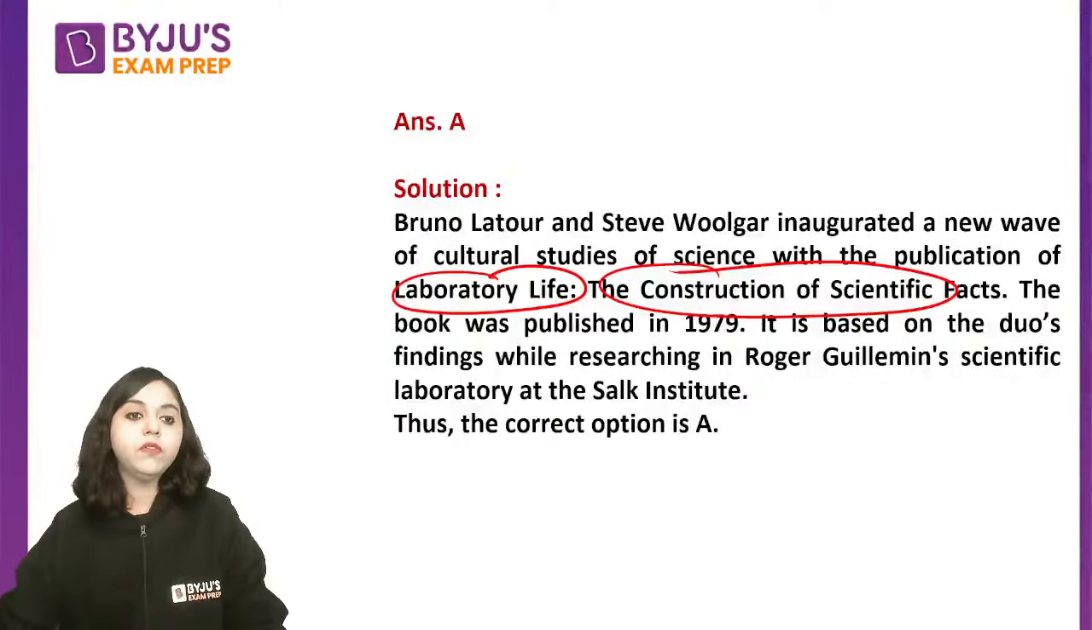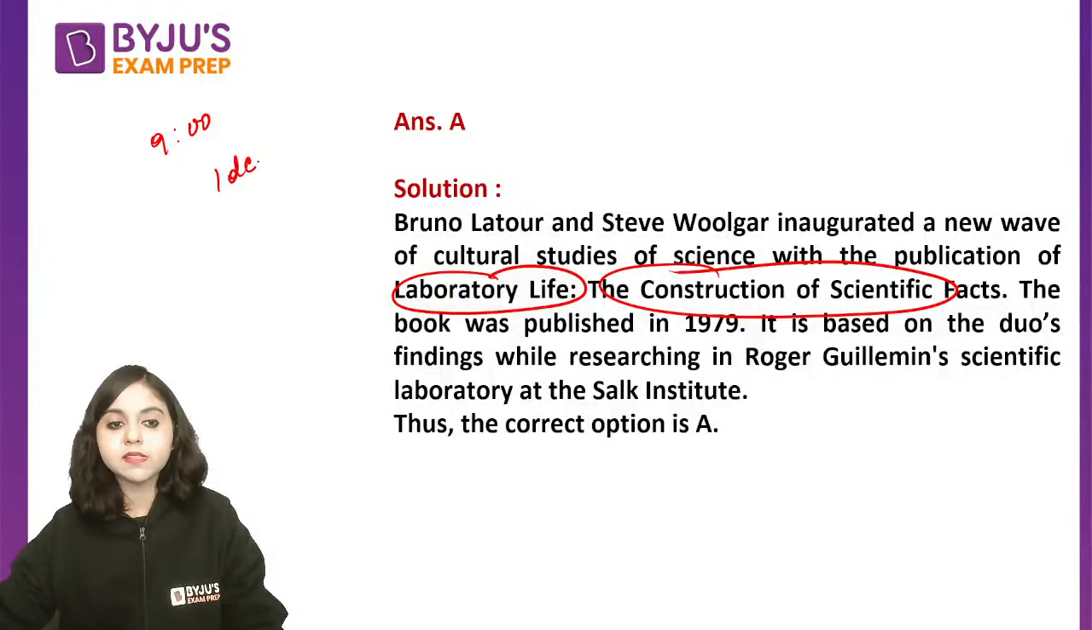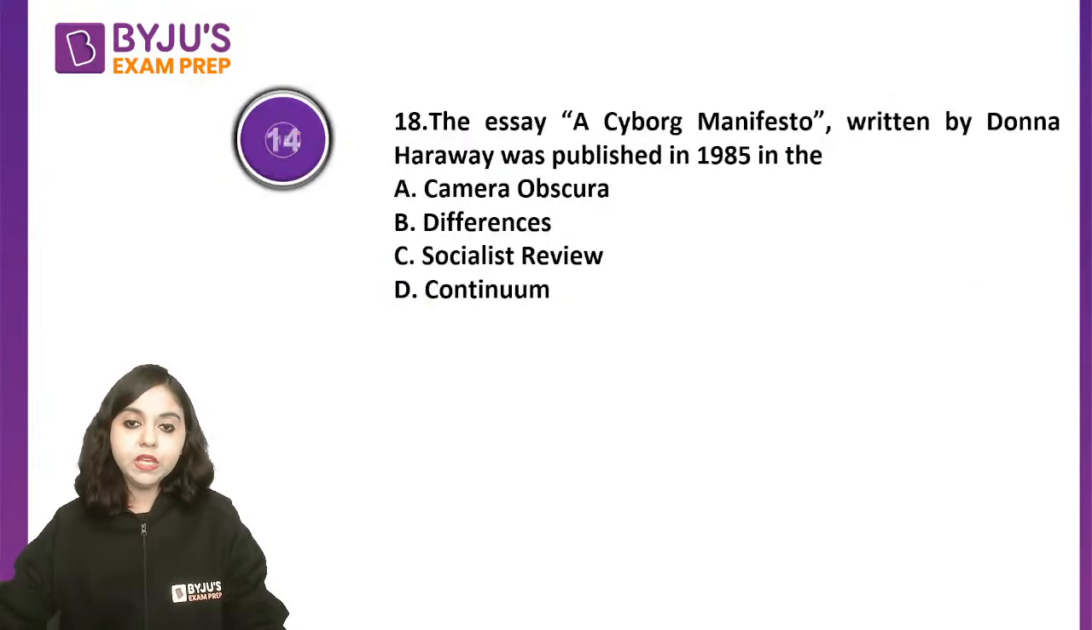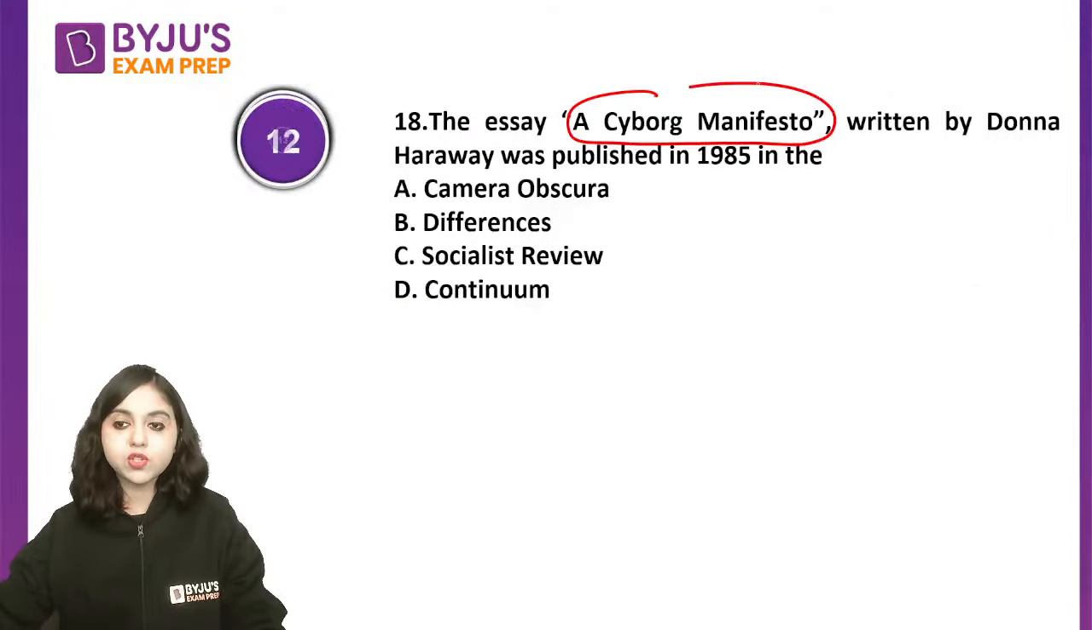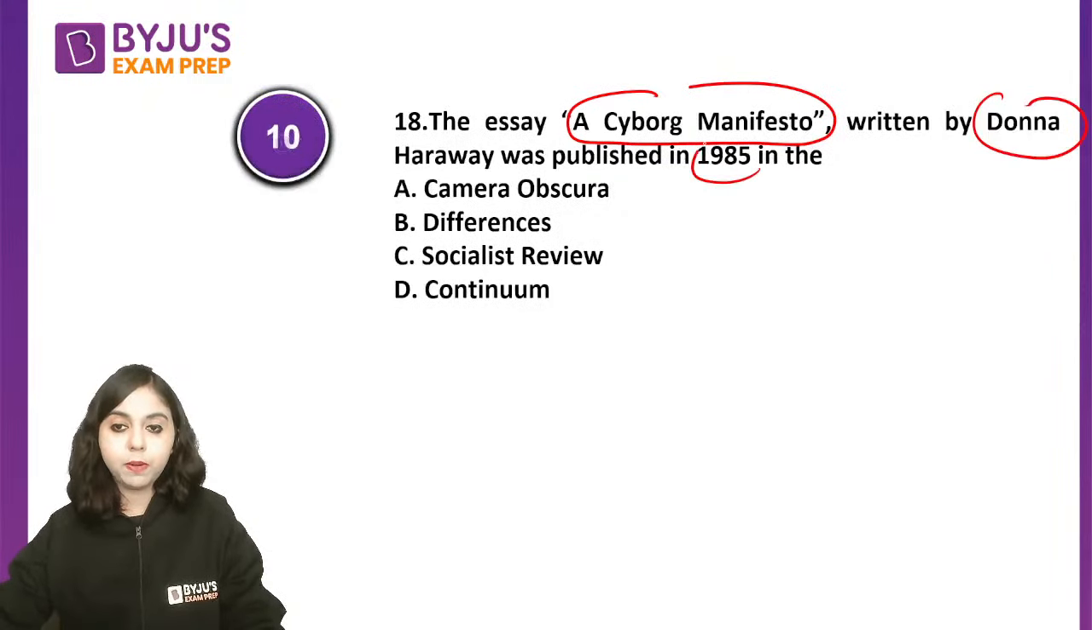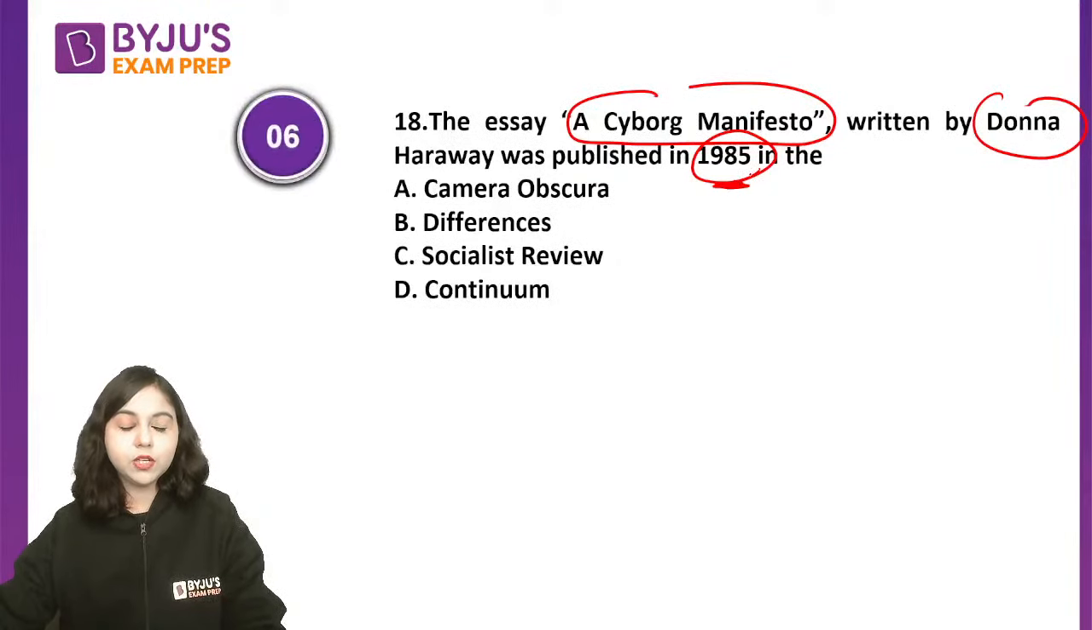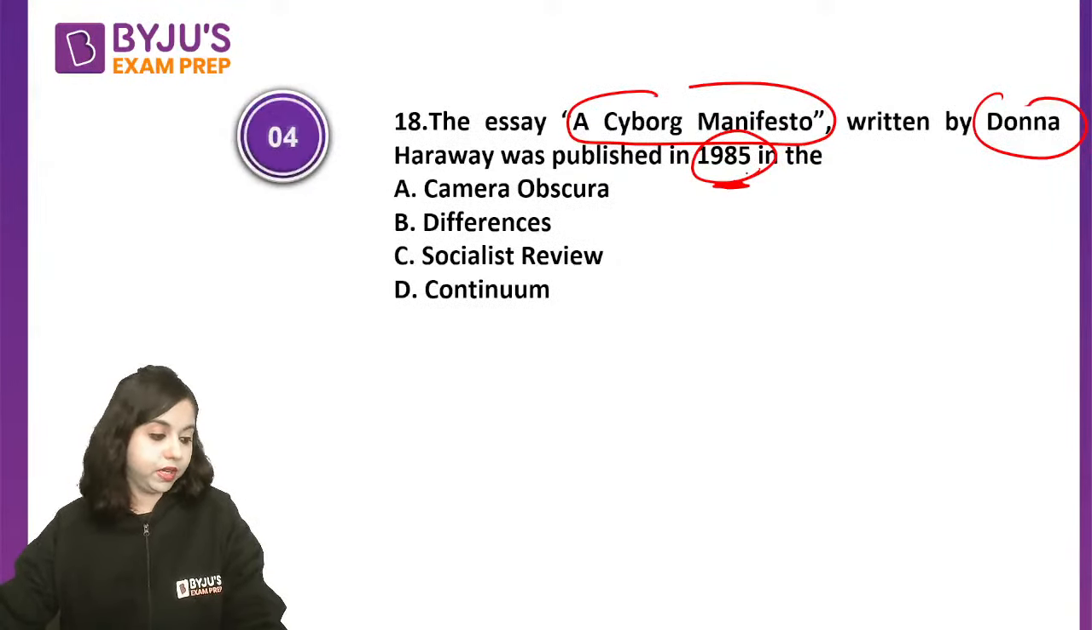This links back to what we were discussing in the 9 p.m. classroom class, that everything is actually tied, as Marxism says, to a particular ideology that you're supporting. The essay A Cyborg Manifesto, written by Donna Haraway, published in 1985, again something that you should be knowing, an epic work altogether.